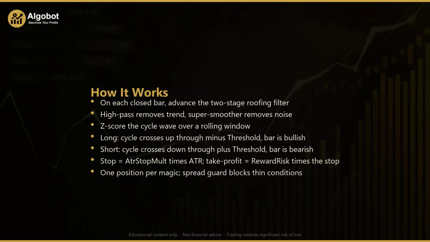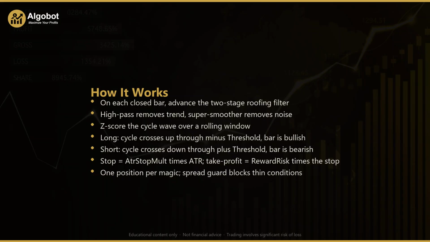Next, the strategy normalizes that wave. Over a rolling window set by the norm window parameter, defaulting to 50 bars, it calculates the mean and standard deviation of the roofing output, then expresses the latest value as a z-score. This tells us how far the cycle has stretched, measured in standard deviations, or sigma. Now the signal. The key parameter here is the threshold, defaulting to 1.0 sigma. The strategy does not buy simply because the cycle is deep in the lower band. Instead, it waits for a confirmed turn.